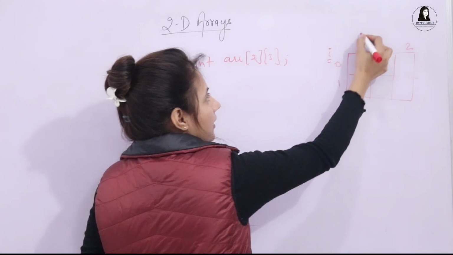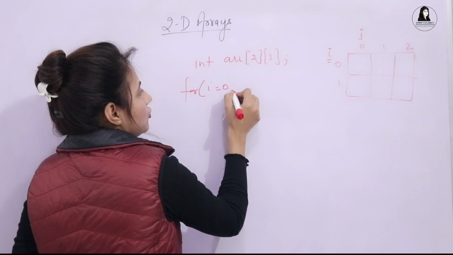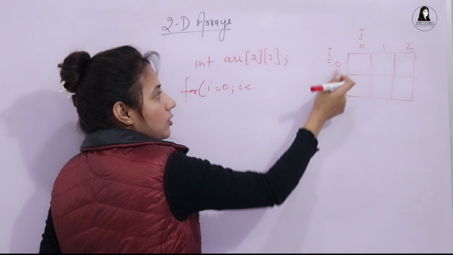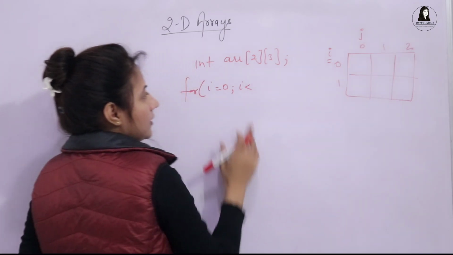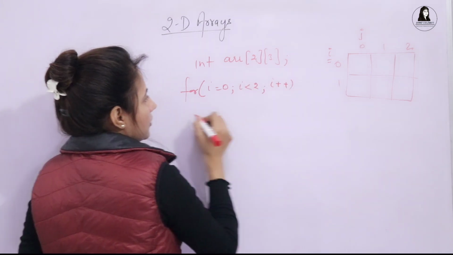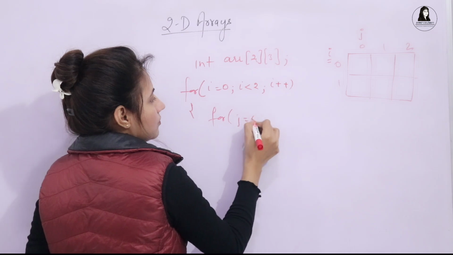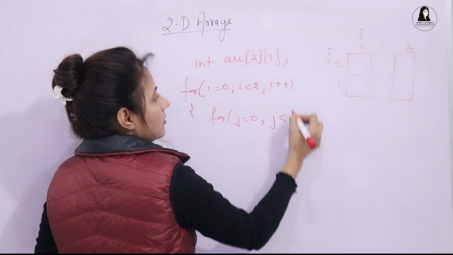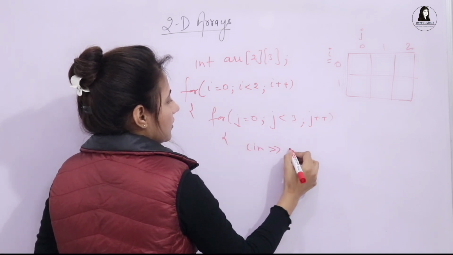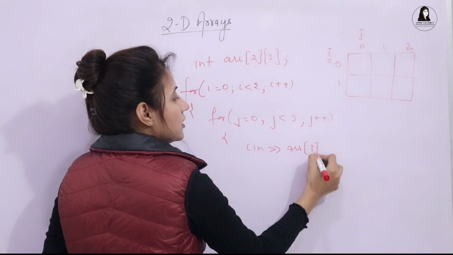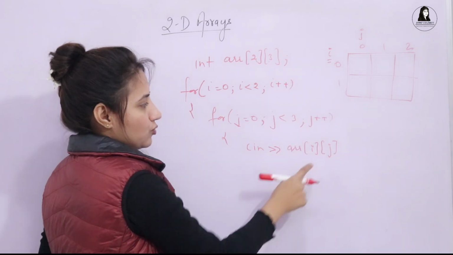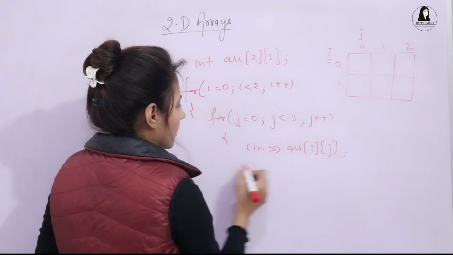So I will take two variables, I and J. Let's take I equal to 0 and I less than 2, since the number of rows is 2. The outer loop would be for rows and the inner loop would be for columns, right? Within this we have J less than column size and J plus plus. And within this we can simply take the value ARR of I, J, because I is handling the row and J is handling the column. So first is row, second is column, definitely, right?